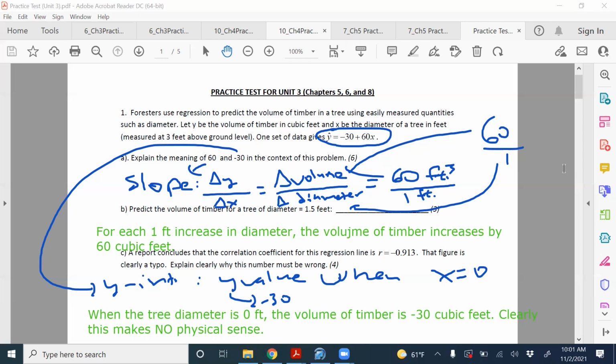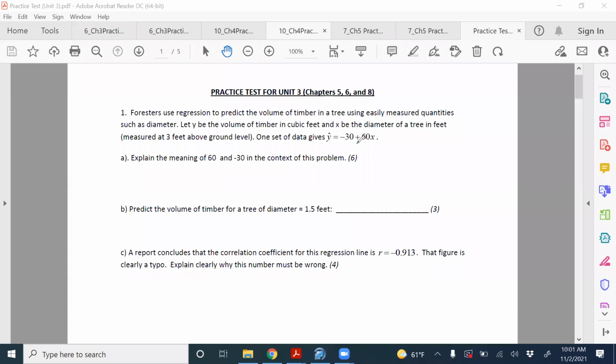Now this one's easy. That's just plugging in 1.5, easy peasy. -30 plus 90, that's 60. And for cubic feet, you can put feet cubed. That's a free point. You should not miss those. So the expectation is that if you go outside and measure a tree that's 1.5 feet in diameter, you're going to get about 60 cubic feet of wood.